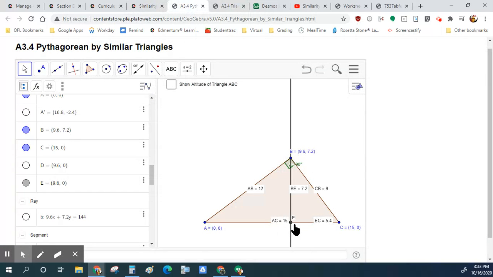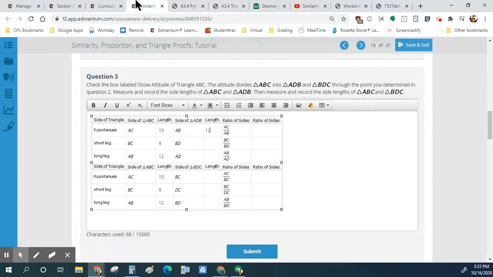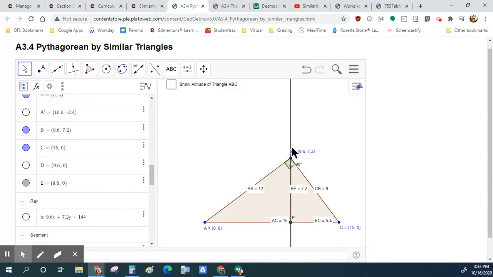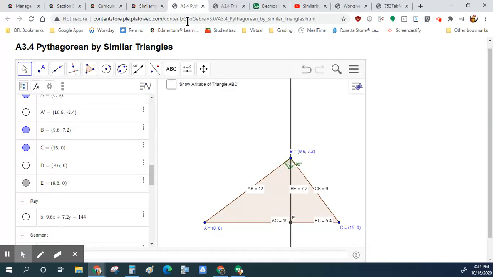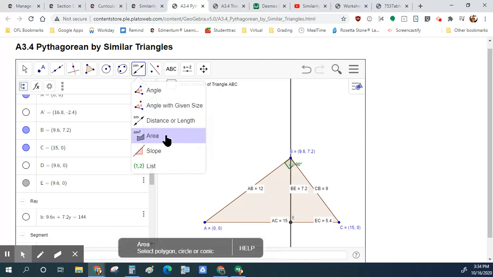So BE is 5.4. And notice how BE is the shorter side of this triangle, but it's going to be the longer side of this other triangle over here. So that's going to be over here. See how it says long side? So 5.4. And now we want to do AD, which is AE in my triangle for some reason. Did I not do AE? I didn't measure AE. Huh.